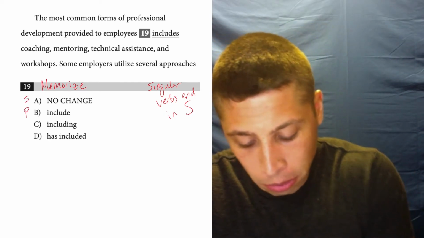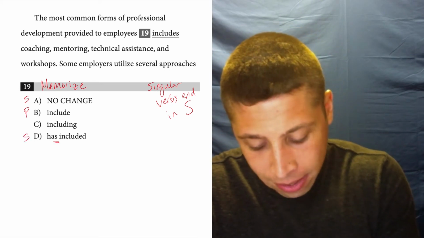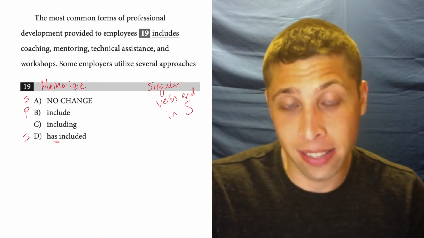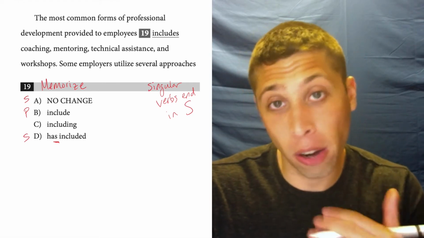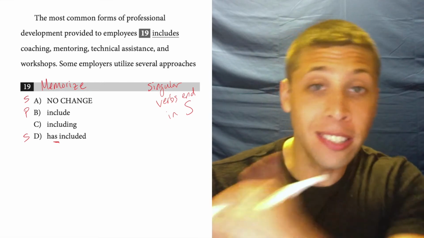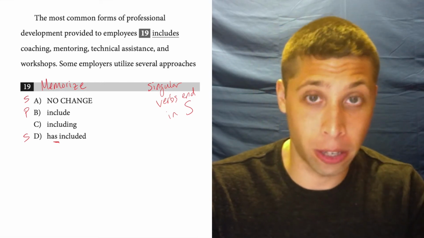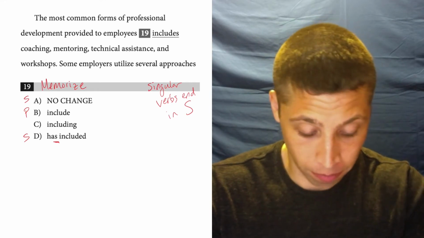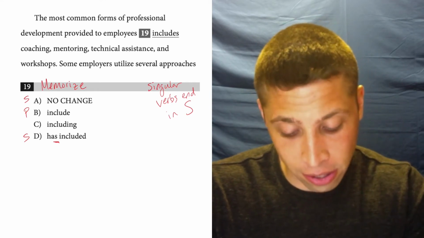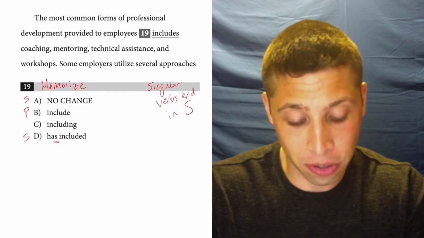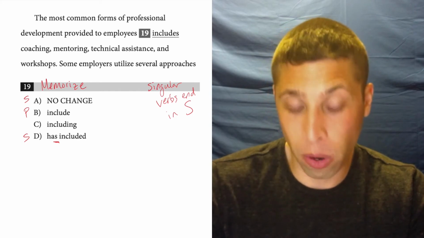Choice B is plural. Choice C is kind of weird, it's kind of neither. And because of the word has, choice D is singular as well. So what we need to do is make sure that our verb here agrees with the subject in the sentence, the thing that's doing the verb, that's doing the including. Now I know what they want us to do here is there's a lot of different nouns, and so it can be tricky to figure out which one we need.